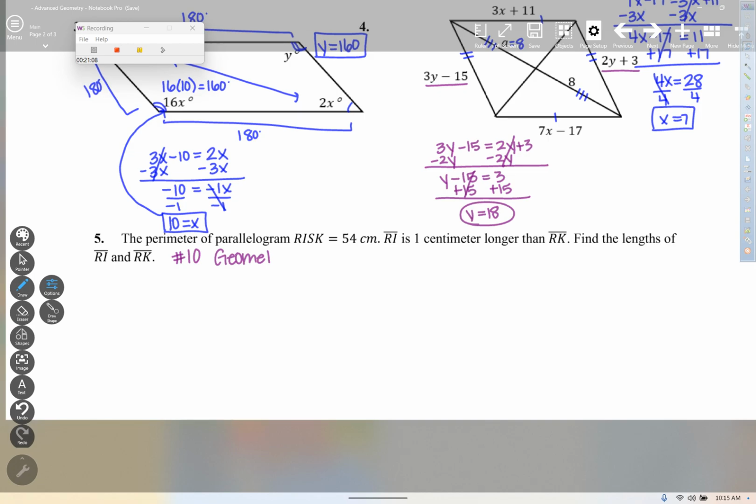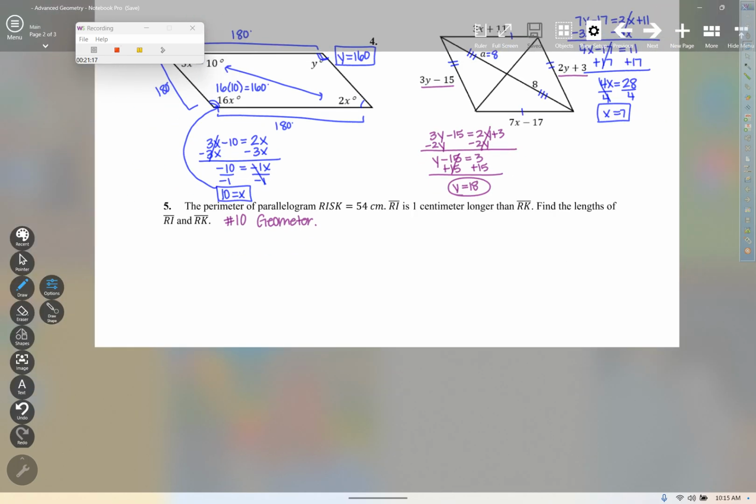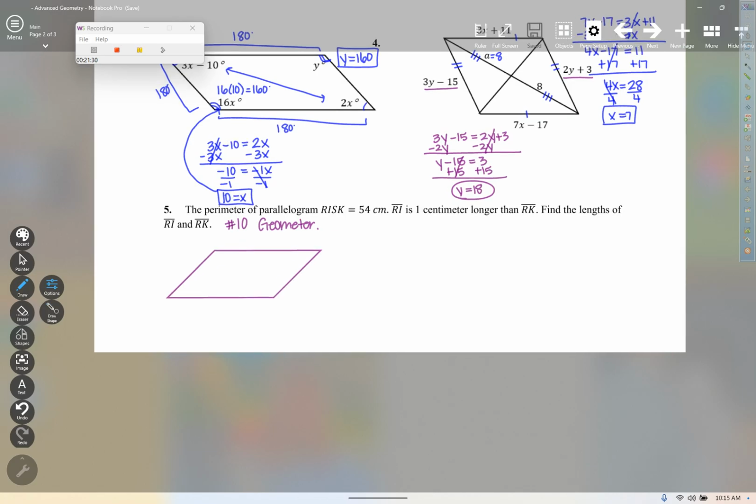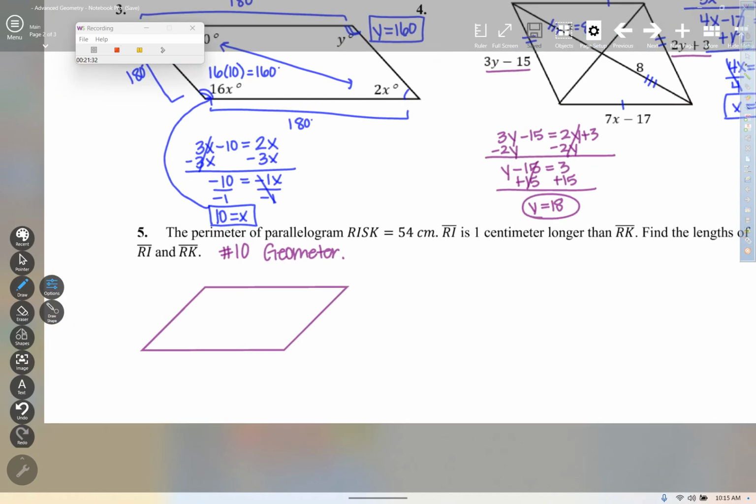So everybody go ahead and get your geometer out, and let's draw number 10. I'm going to zoom out so mine kind of looks a little bit nicer. It should look something like this. Okay, and let's go ahead and label it R-I-S-K.